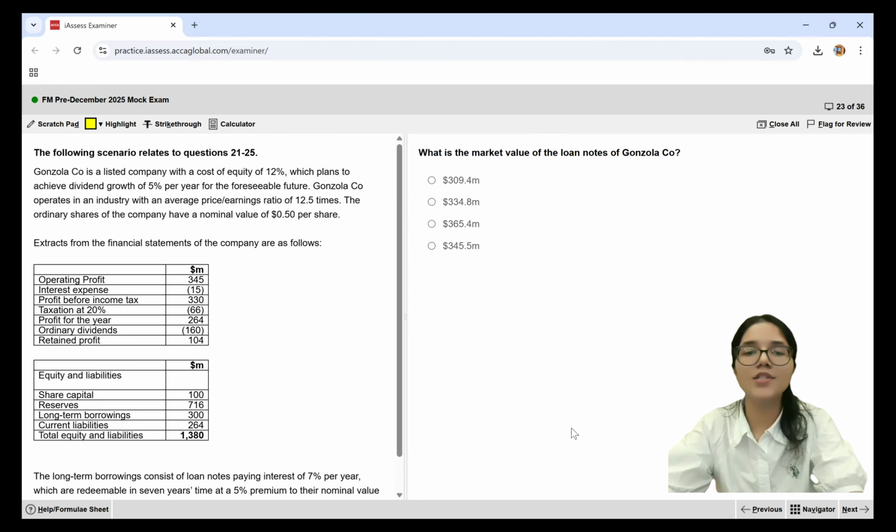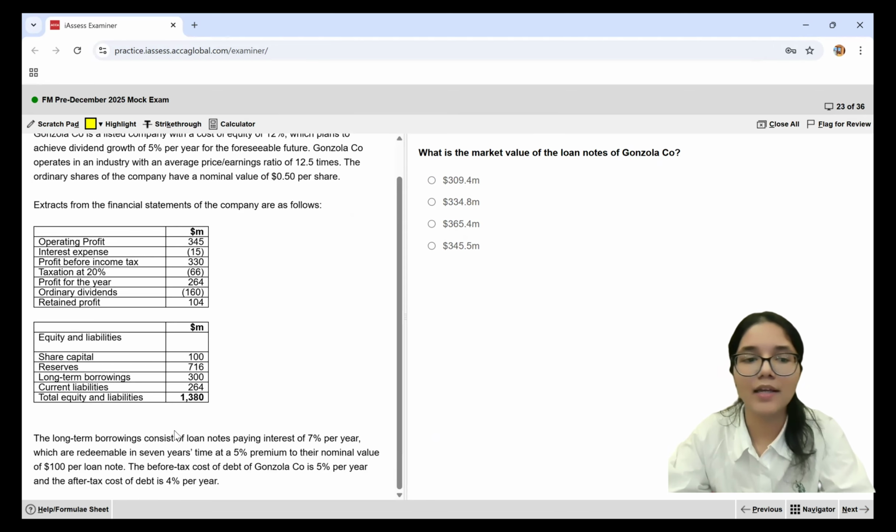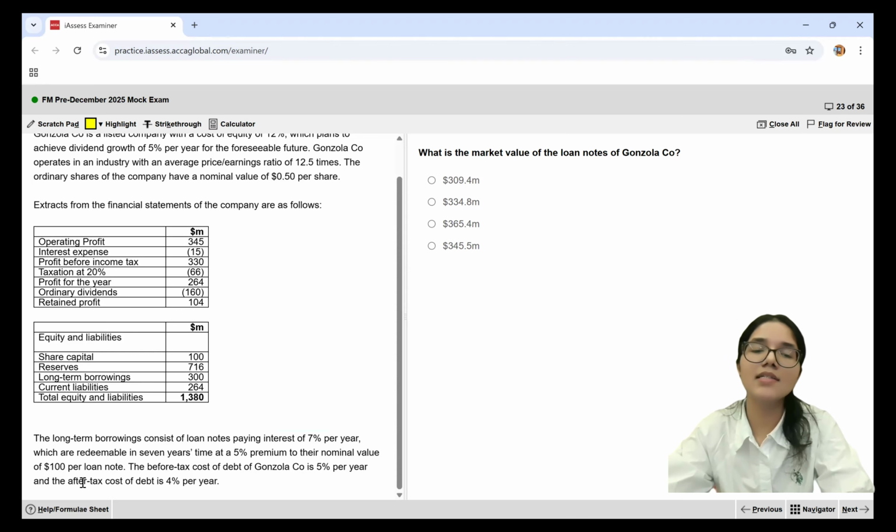Now proceeding towards question number 23, we're supposed to find out the market value of the loan notes of Gonzola company. With respect to the loan notes, the last paragraph gave me the information. It told me that they are paying a 7% interest per year, which are redeemable in 7 years' time at a 5% premium to their nominal value. The before tax cost is given and the after tax cost is given. Now I know when I want to find out the market value of the loan notes, I have to discount all of the cash flows to their present value using the investor's required rate of return.